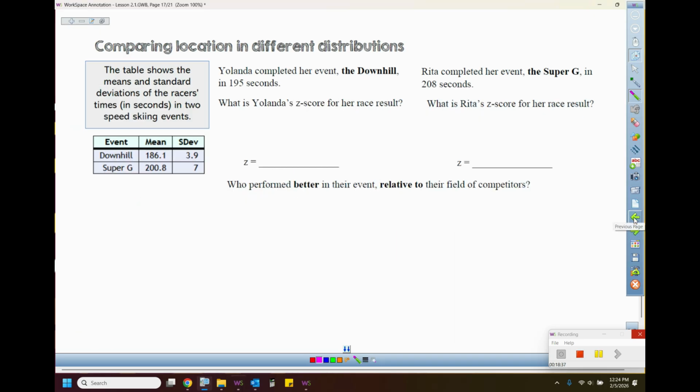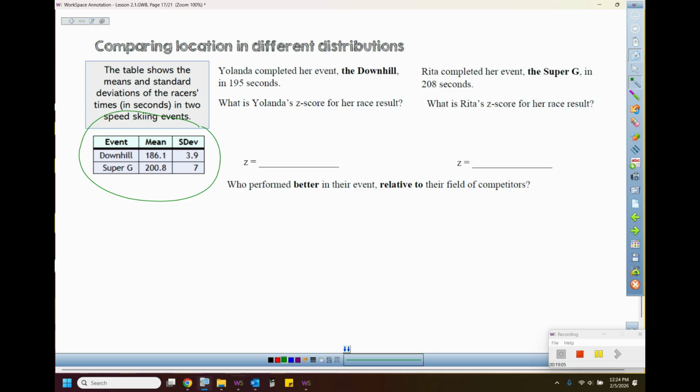Last one of the day, I think, is about Yolanda competing in some sort of event called the downhill. So we're doing some skiing events. And then Rita, she didn't do the downhill, she did Super G, right? Different like snow skiing events like in the Olympics. So here is a chart right here of like the average for the downhill and the average for the Super G and also their standard deviations.